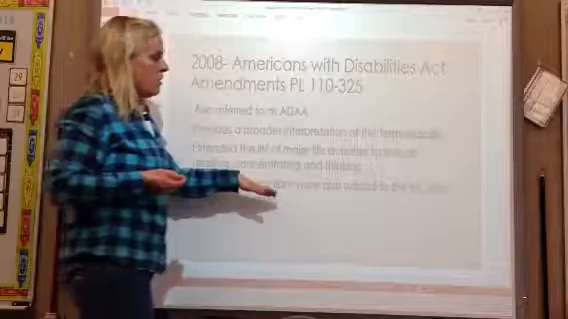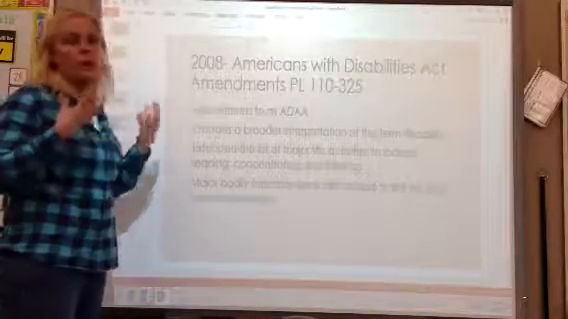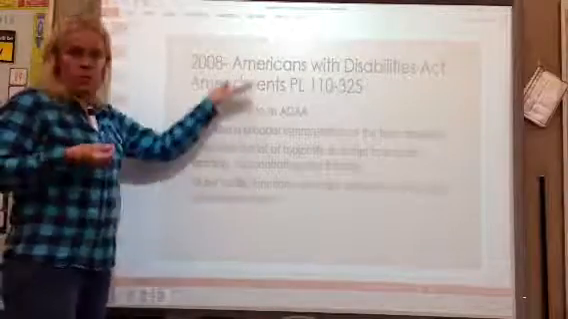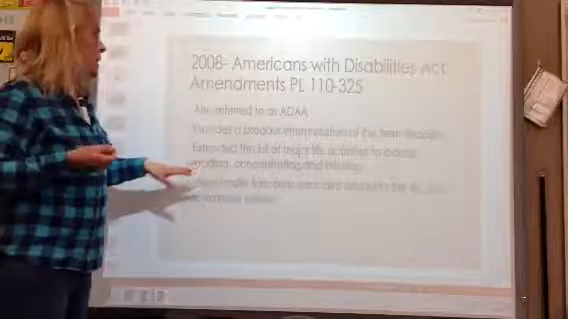Major bodily functions are also added, such as an immune system. So a down immune system now is qualified under the Americans with Disabilities Amendments in 2008.